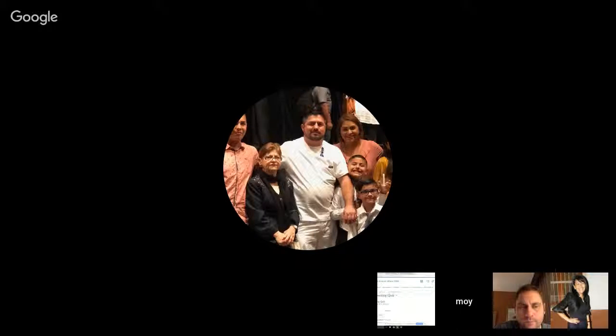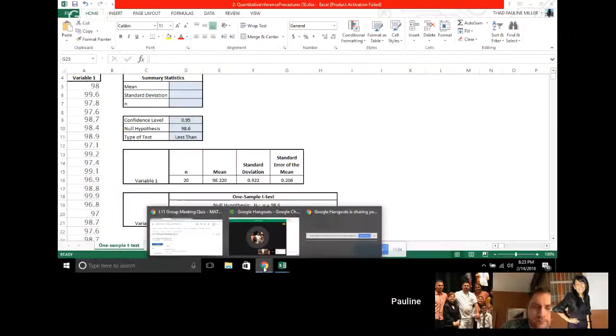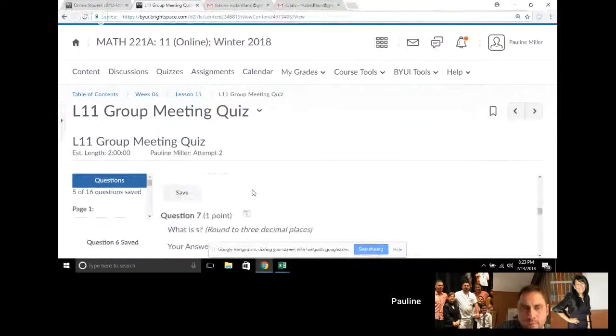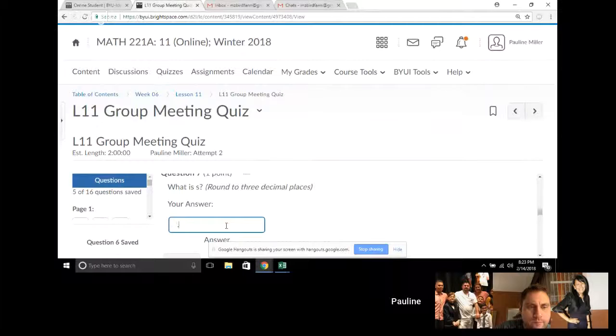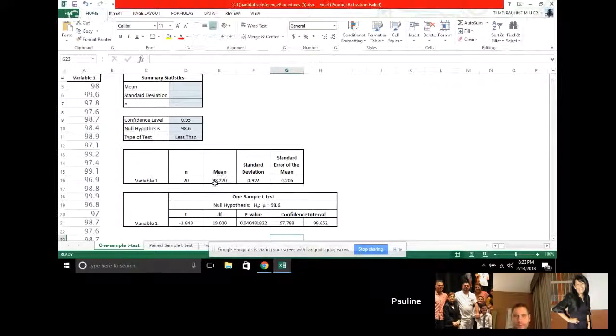And then it asks you what is the value of S? It should be right there too. The value of S is 0.922. Okay, maybe these weren't the ones I missed. 0.922 for question 7. It was this right here, Katie. So this is the X bar now because it used to be the mean, and this is the standard deviation, which is now the S. Okay, that's the S.